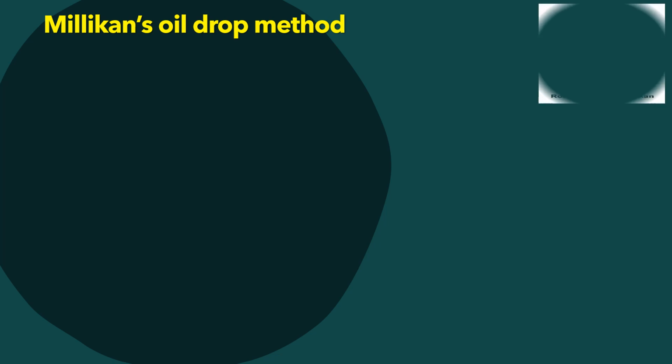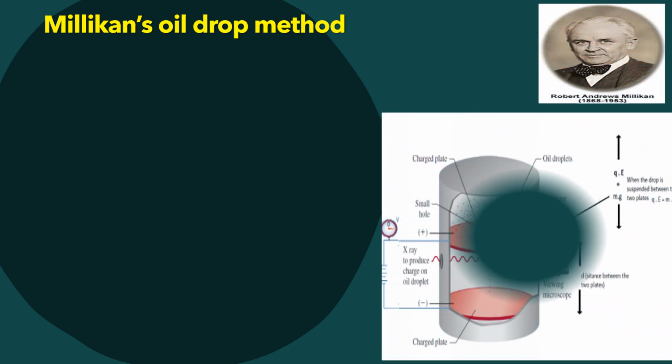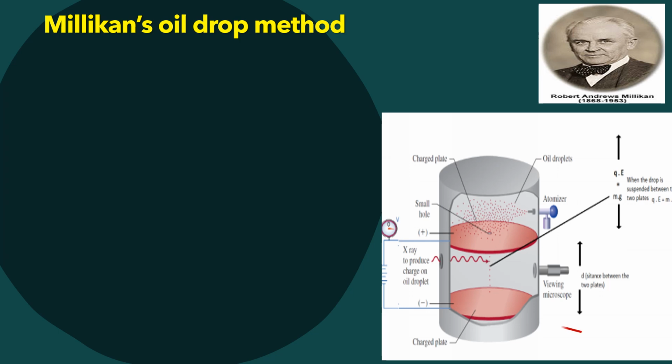So, in 1909, Robert A. Millikan conducted an experiment called the Millikan oil drop experiment. It was designed to measure the charge of the electron. See the apparatus: a chamber with transparent windows, a light source, an atomizer to produce tiny oil droplets, and two metal plates, one above and one below, creating a uniform electric field between them.